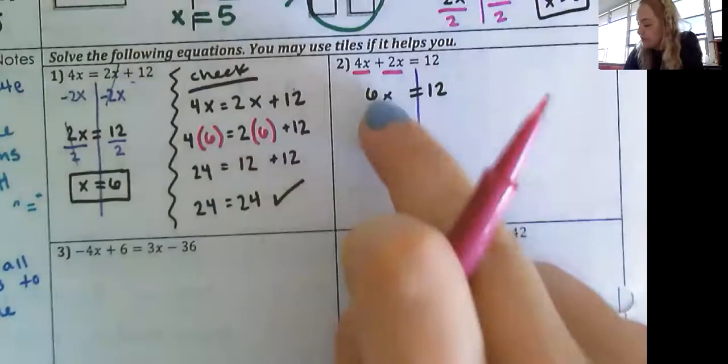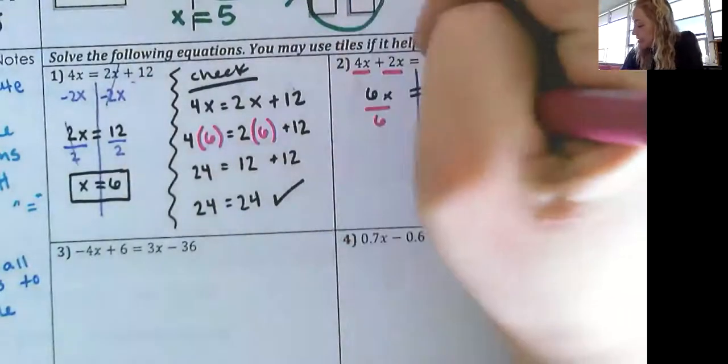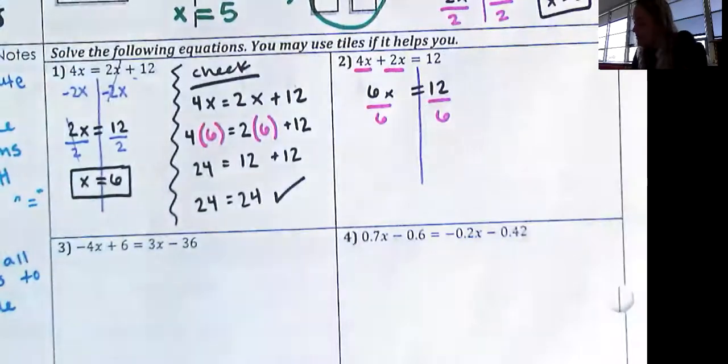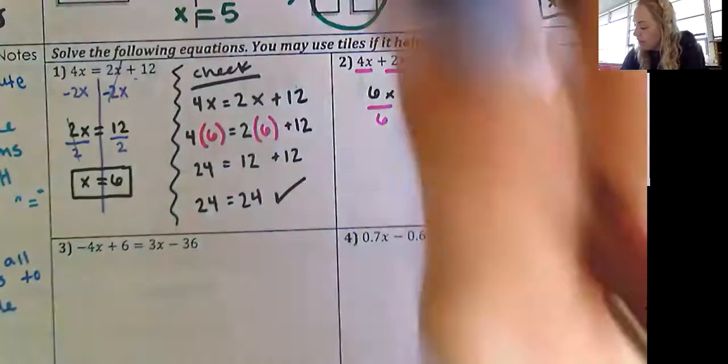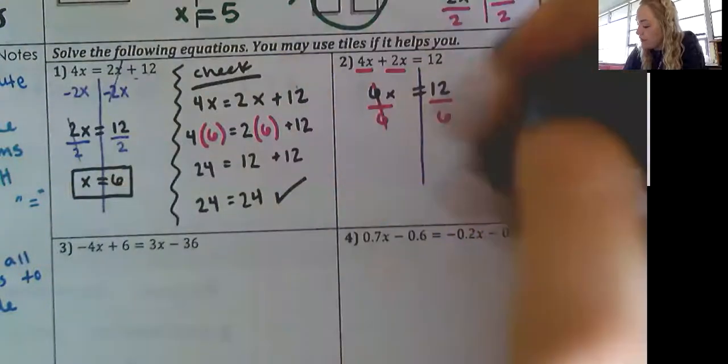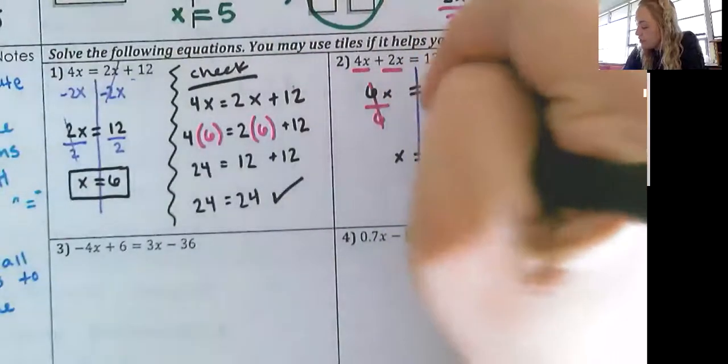So I need to undo this multiplication. I'm going to divide by 6 on both sides. When I do that, 6x equals 12, but dividing by 6 over here, I get 1x. And on the other side, 12 divided by 6 is 2.